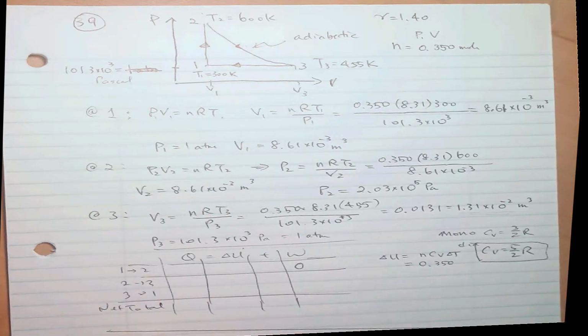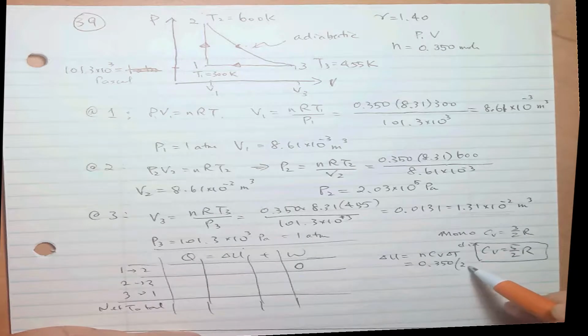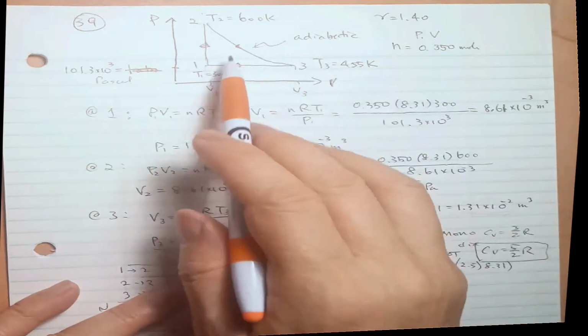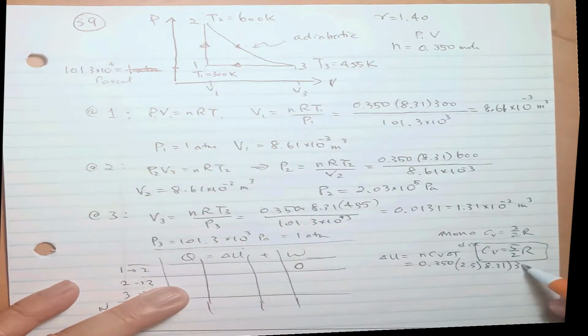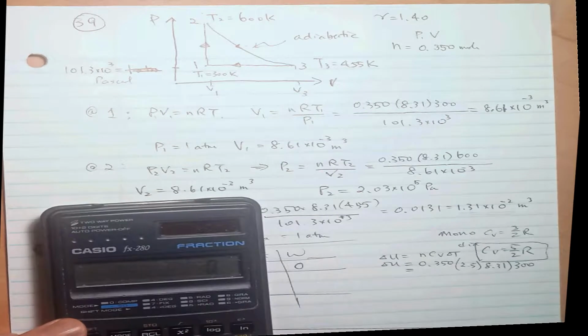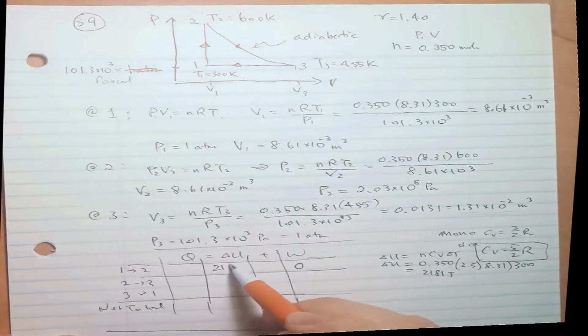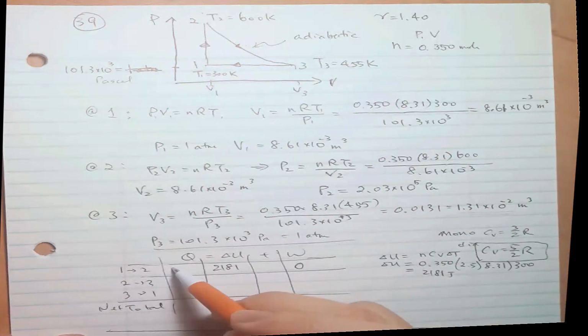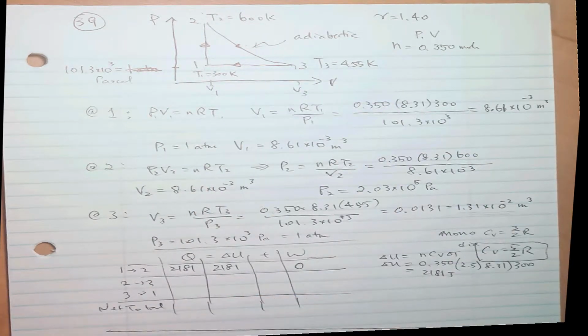And therefore, Cv is 5/2, or 2.5, times 8.31, and delta U in 1 to 2 is the change in temperature, which is 600 minus 300, so it's 300. If you calculate 0.350 times 2.5 times 8.31 times 300, I get 2181 joules. So the change in internal energy is 2181 joules, and for 1 to 2, therefore, the heat will be 2181 joules to put in. So that is Q in, positive.